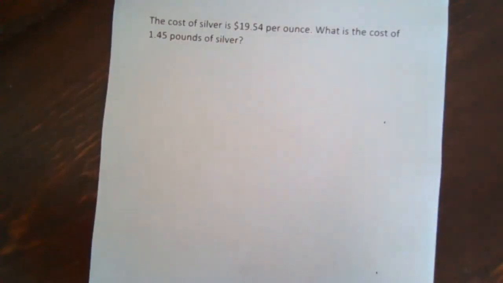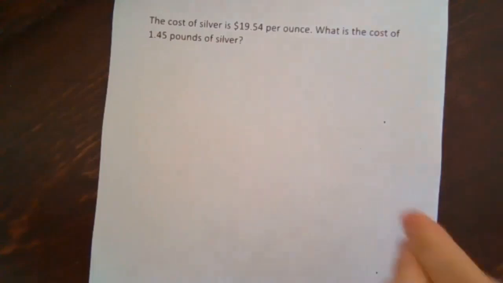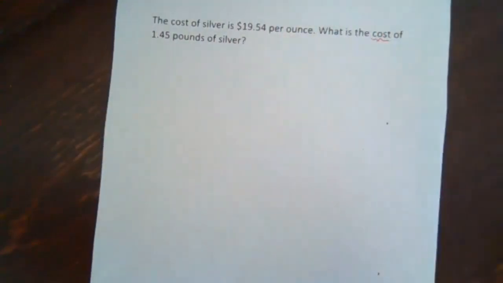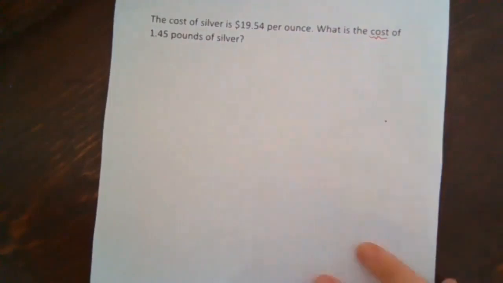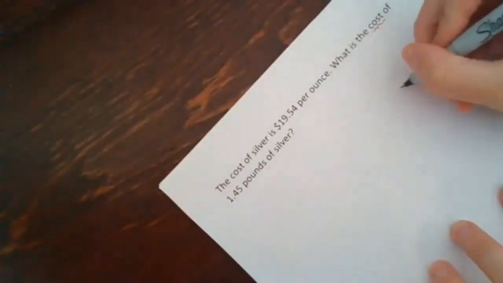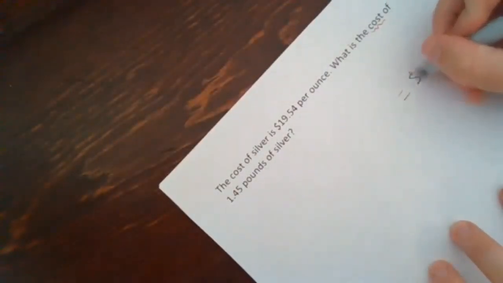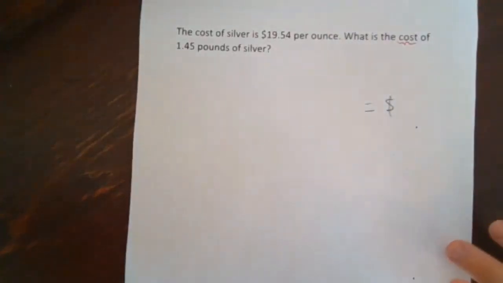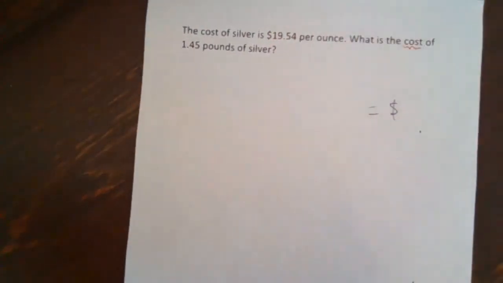Cost of silver is $19.54 per ounce. What is the cost of 1.45 pounds of silver? So we know we want cost, and so it's likely that we're going to start in dollars. This has to be a unit conversion. We don't have any equations to turn to, so this is definitely a conversion problem. Our likely ending unit is going to be dollars, because we see dollars there. We can maybe convert to cents if we wanted to.